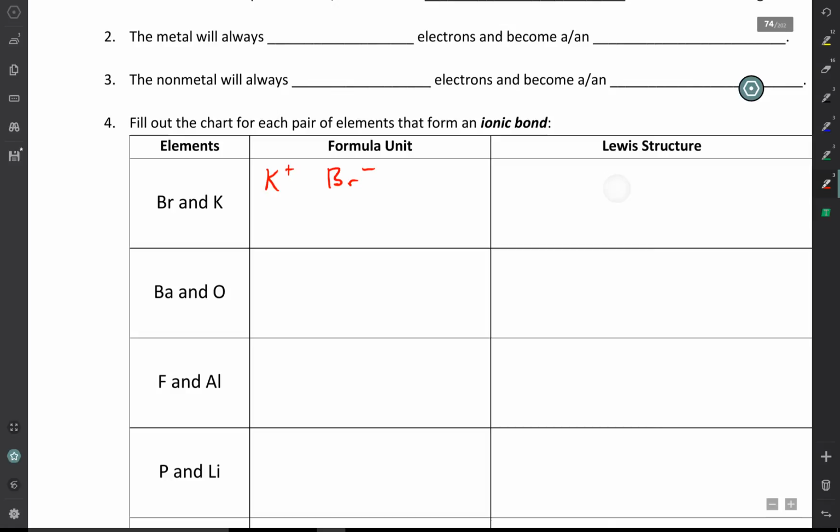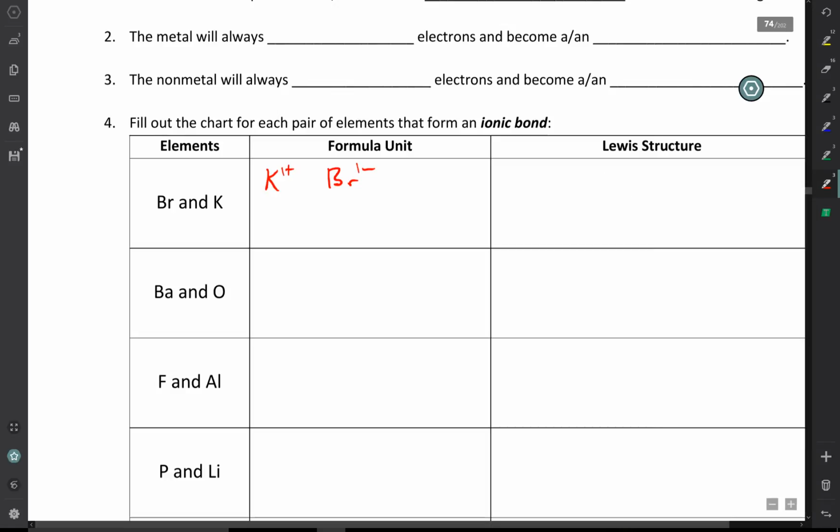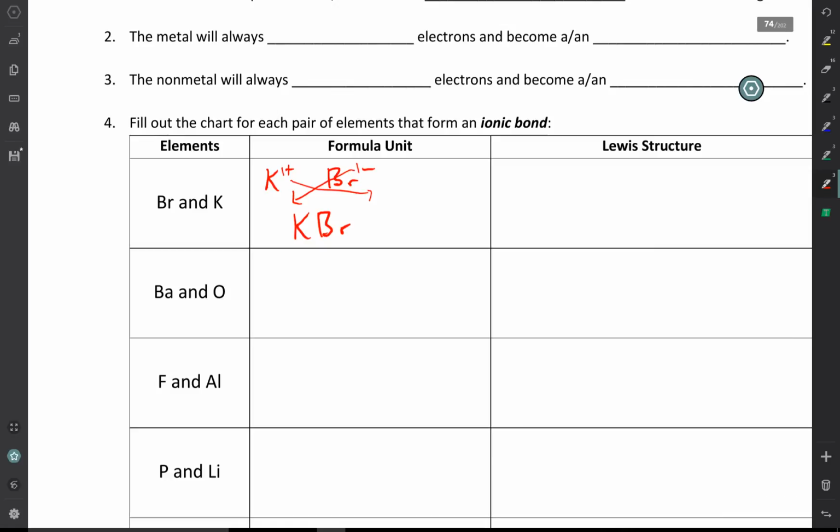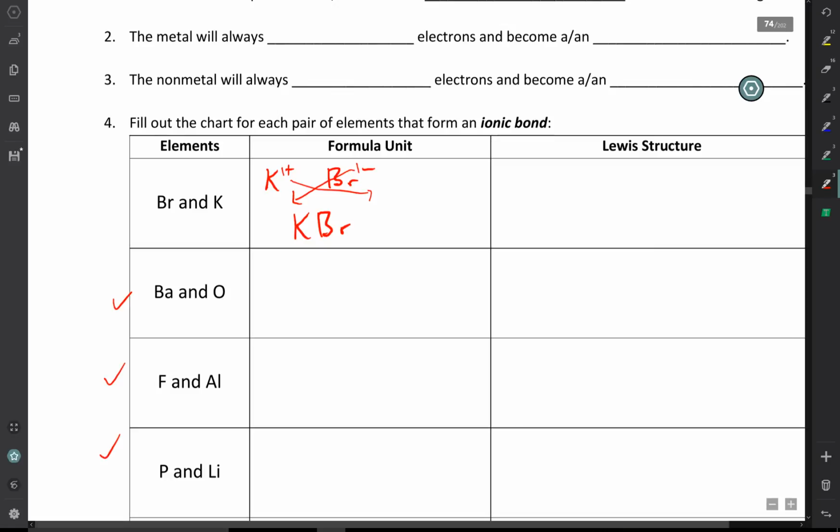When I use the crisscross method, I basically take 1 and 1 and just switch their locations. So this is still going to give me KBr. Pause the video, see if you can figure it out for the next 3. We'll put check marks next to them so you know which ones we're working on.